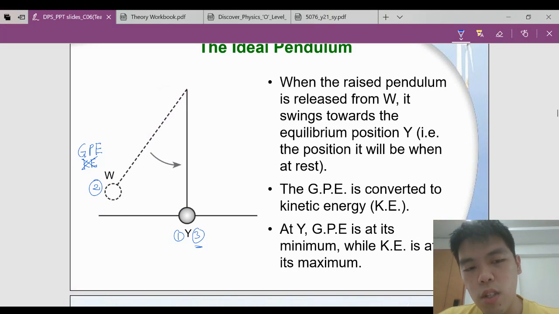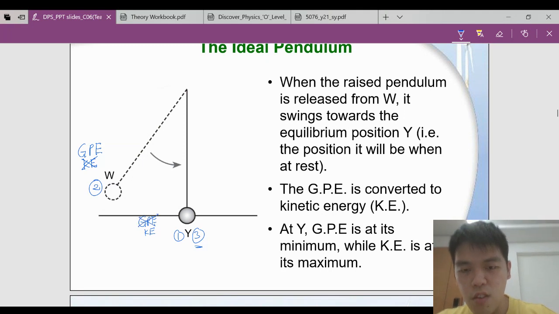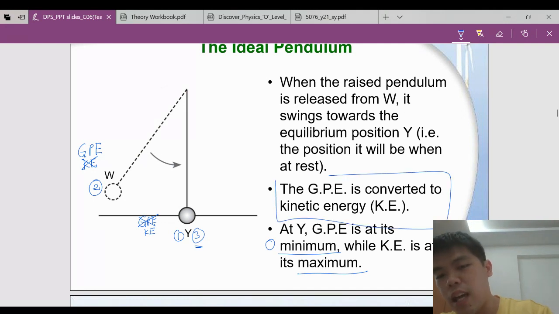Now let's come to Y here itself, GPE and KE, let's write these two. Does it have a GPE? Does it have any height above the ground? No, so it has 0 GPE. And what happens to the KE? In this case, the KE will be at its maximum. So GPE is at a minimum, or in this case 0, while KE is at the maximum. Now we are at point 3. Along the way, the gravitational potential energy at point 2 or at W is changed such that the pendulum starts to move. When it moves, it converts into kinetic energy.